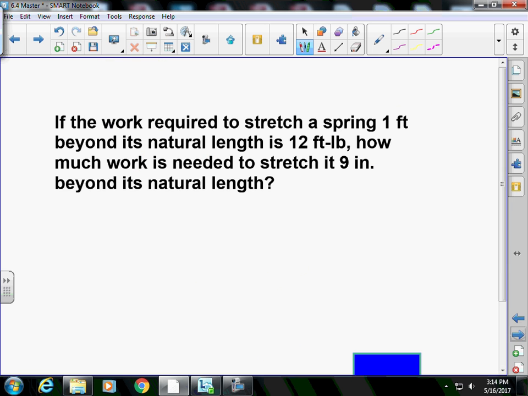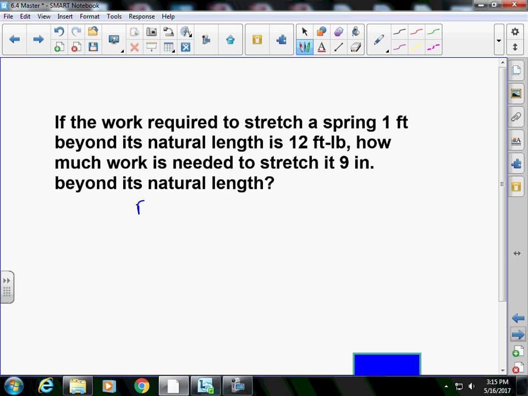So let's change this up a little. Instead of the work is required, this time we're going to say if the work required to stretch a spring 1 foot, so now we're in feet, beyond its natural length is 12 foot-pounds, how much work is needed to stretch it 9 inches beyond its natural length?